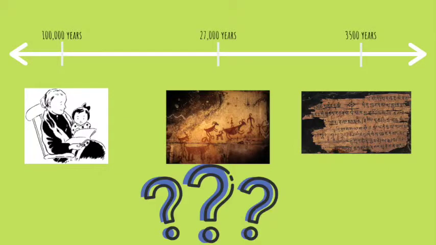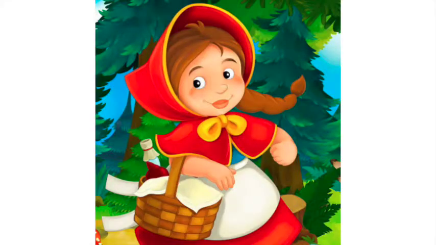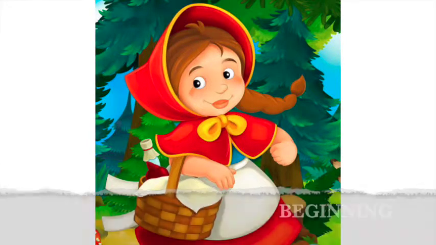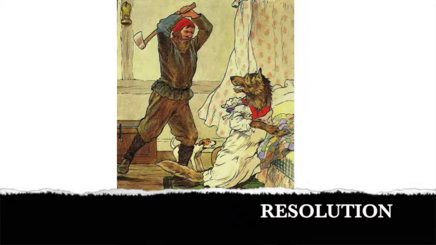Which one do you think our brain is most adapted to? Yes, you're right. It's storytelling. What is a story? It comprises a beginning, a middle or conflict, and a resolution.